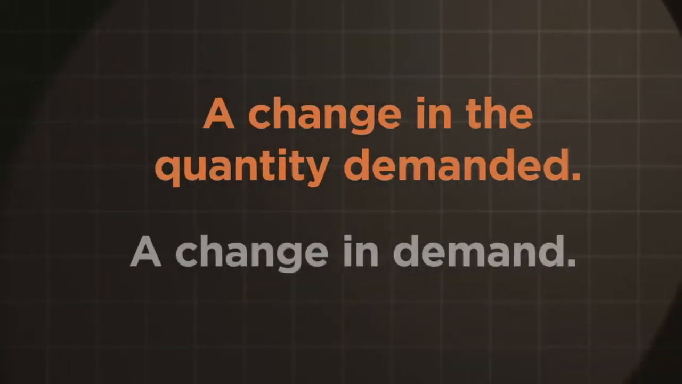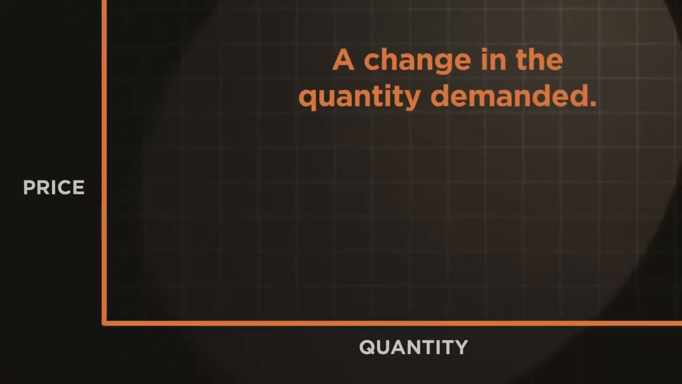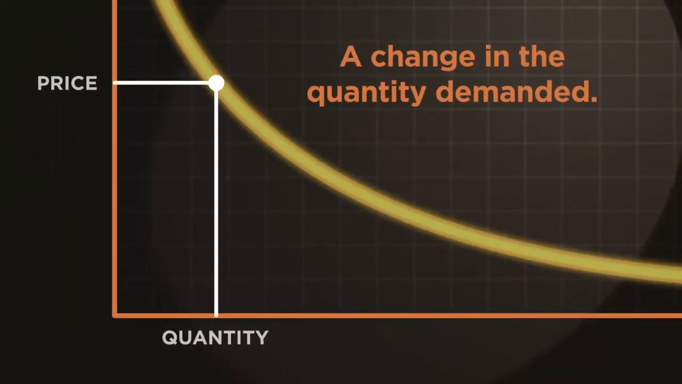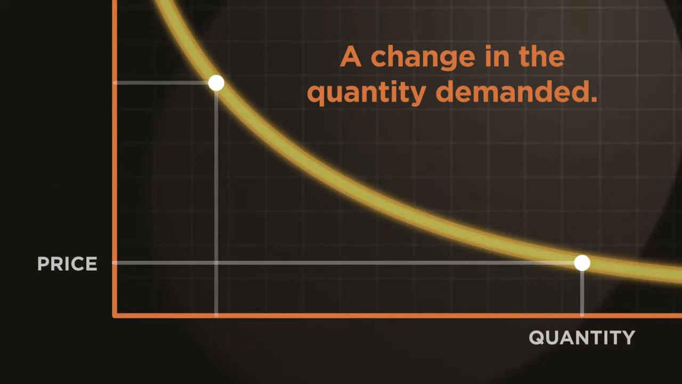Notice that I described two types of changes. The first is called a change in the quantity demanded, which is the result of a change in price. A change in quantity demanded is illustrated by moving from point to point on a given demand curve and is the result of a change in the current price of chocolate bars.